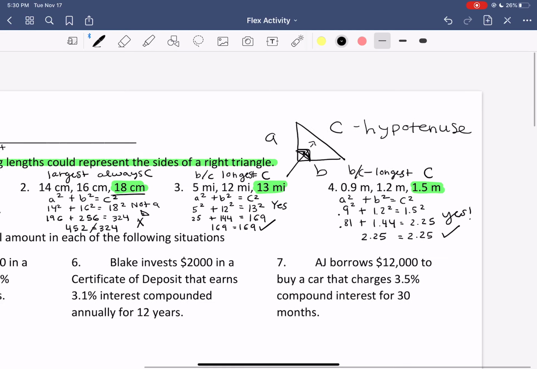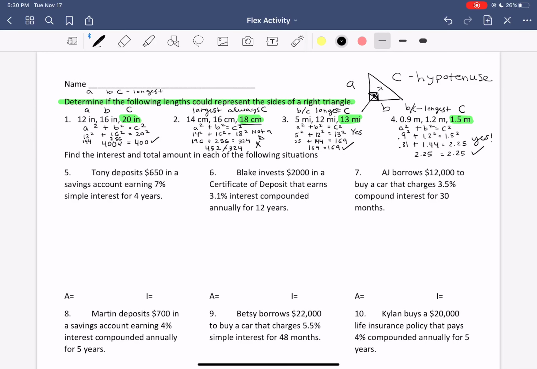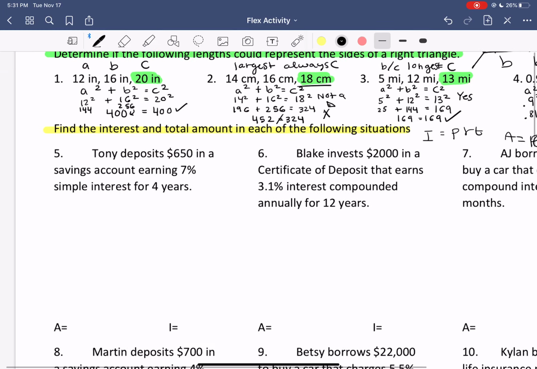So that is the first section, those 4 questions, remembering that if a squared plus b squared equals c squared, then you have a right triangle. Our next section is to find the interest and total amount for each of the following situations. That means we're going to be working with either I equals PRT or A equals P times parentheses 1 plus R to the T power. Let's look at our first one.